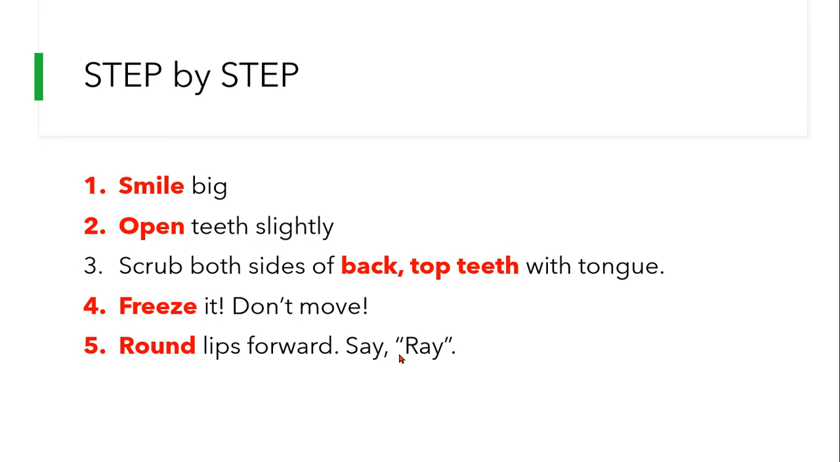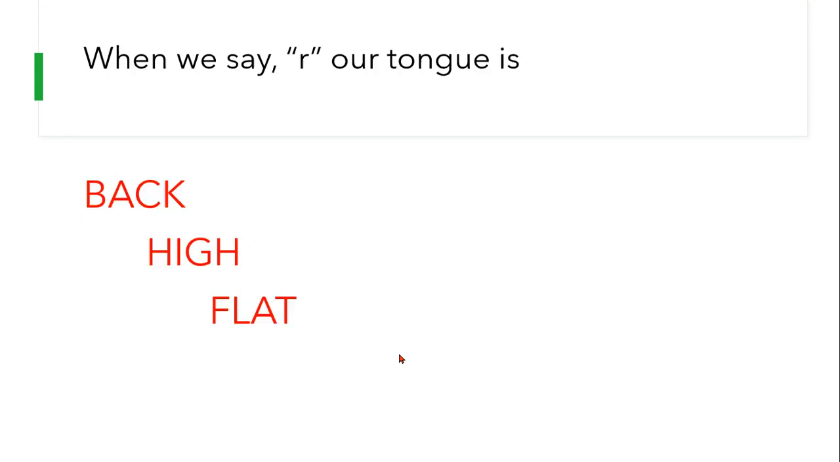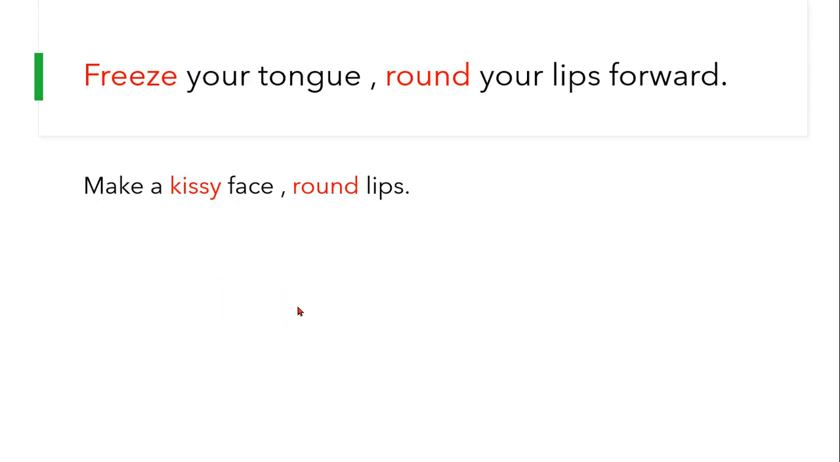Why don't you try that now? Go through the steps. Your tongue is high and in the back. Make your lips come forward and say ray really slowly. Okay. When we say R, the R sound, our tongue is back, high, and flat. Work with your face in the mirror in the bathroom. Make these funny faces and make sure your tongue is back and high and flat, and you will have good success, just like you did in the speech room.